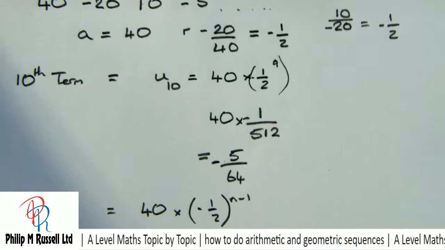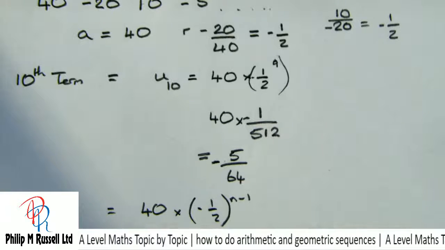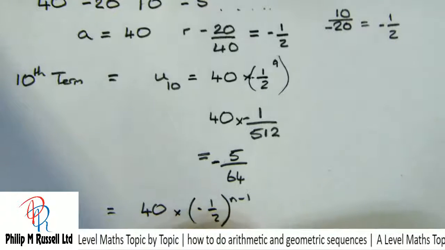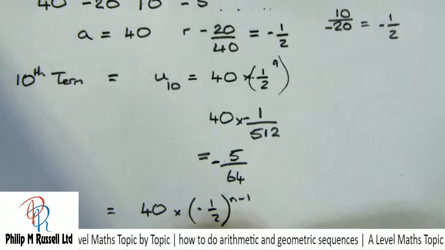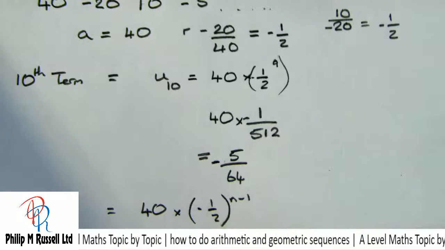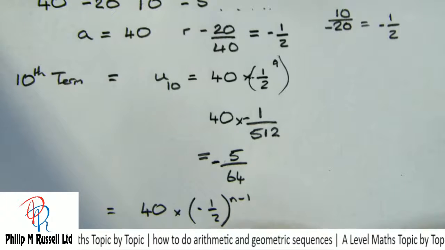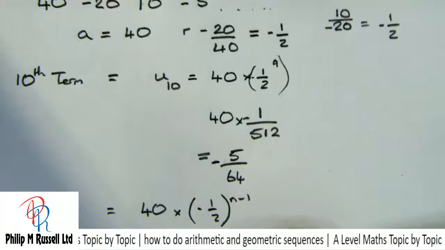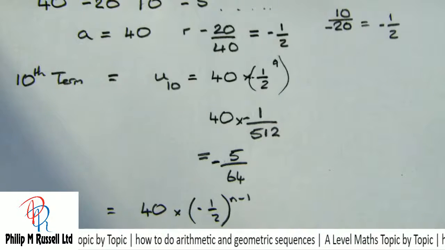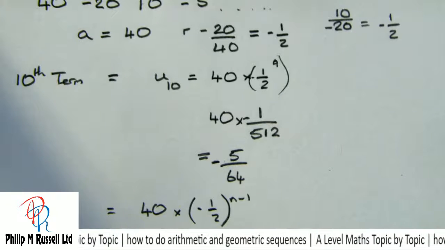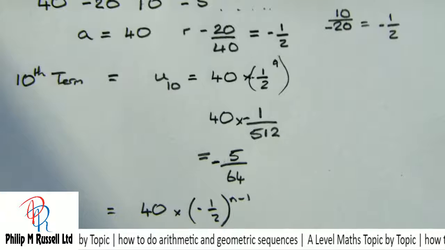Can we do anything with that one? Let's try. The 4th term is going to be 5/8 times minus a half to the n minus 1. I'm thinking here that that's going to give me 2 to the 3.